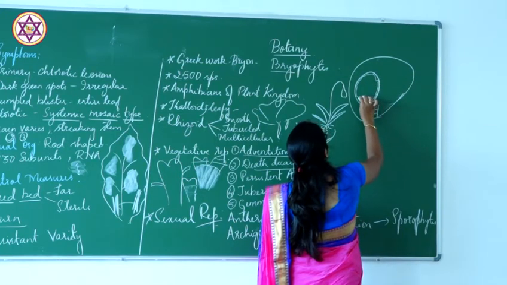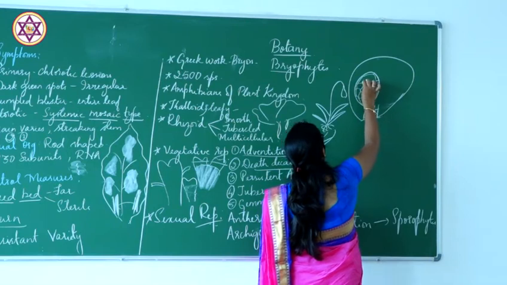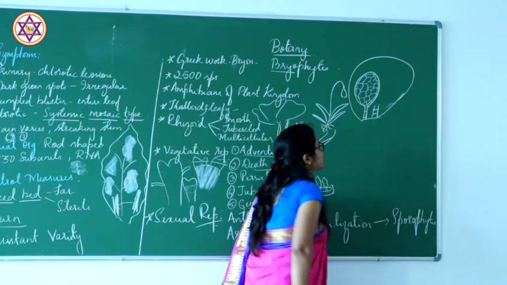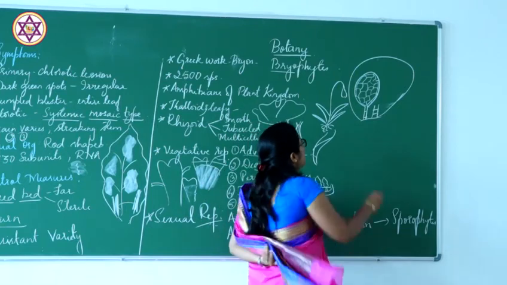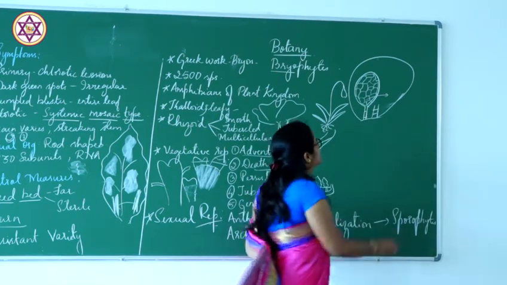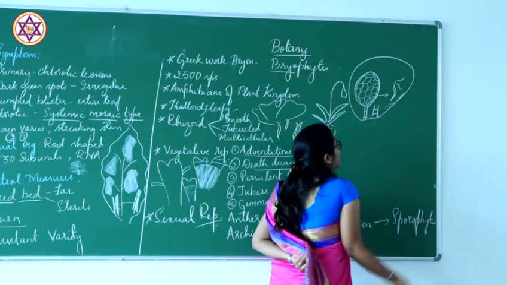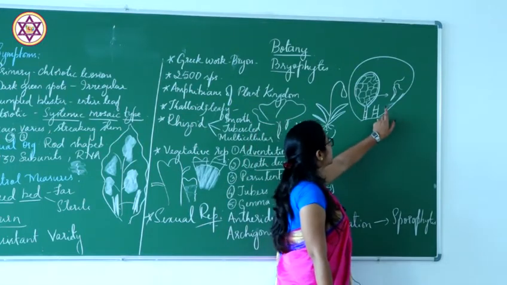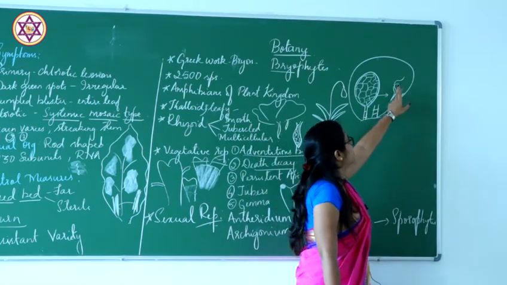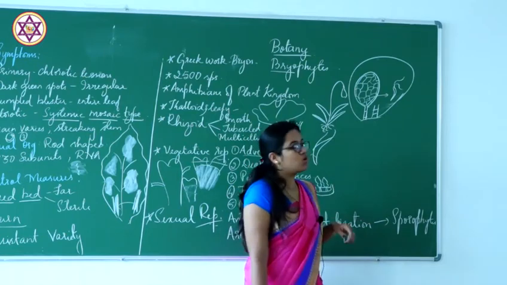Along with that you will find plenty of antheridial mother cells. These antheridial mother cells will metamorphose after cell division and transform into a spindle shaped, biflagellated antherozoid. The antherozoid has flagella, that means it is motile, and water is the medium for it to move.